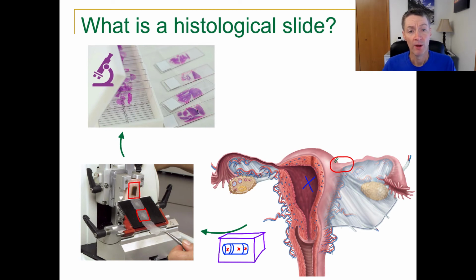Now, at first, these tissues aren't going to look anything like what you see up in the top left here. These are a nice purple, pink. Obviously, there's a tissue there.